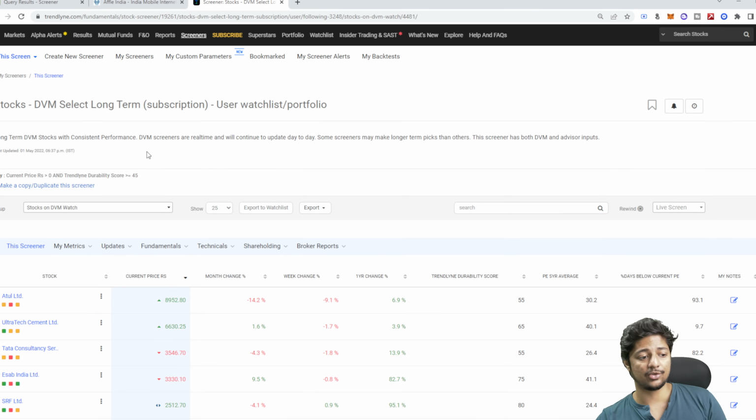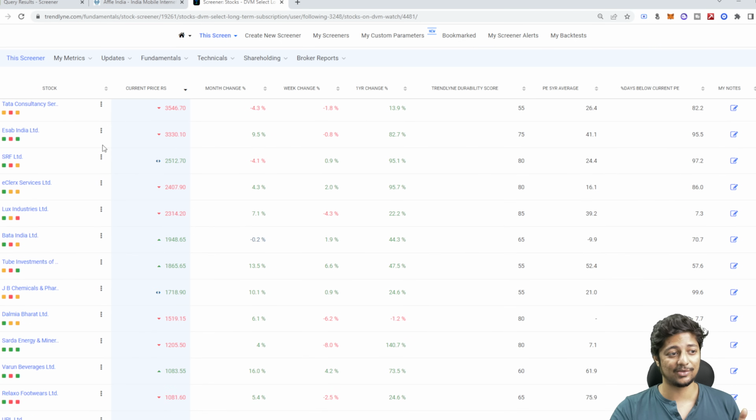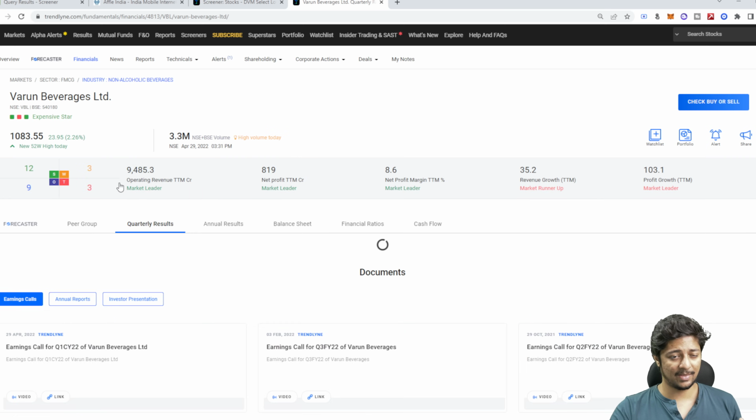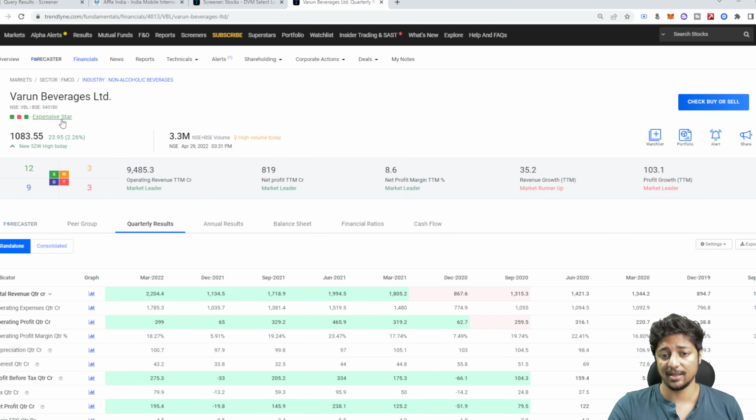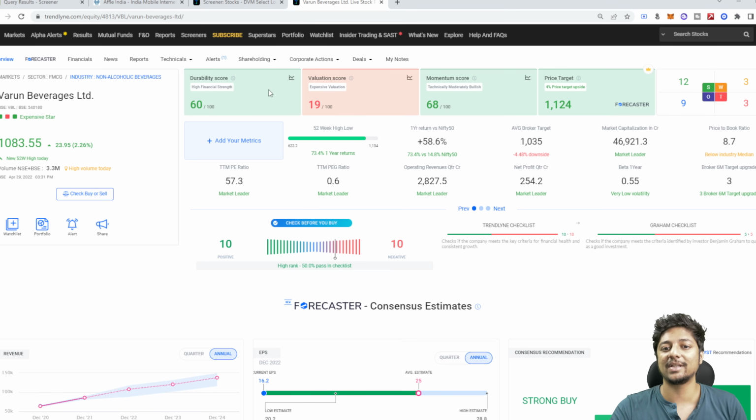I should also look at some rising stars. There are some rising star performers that you should also look at. So I look at all of this. For example, Varun Bev is an expensive star. Expensive star means it's doing really well, but it's also now slightly higher on the PE ratio. So you find more expensive stars like this.